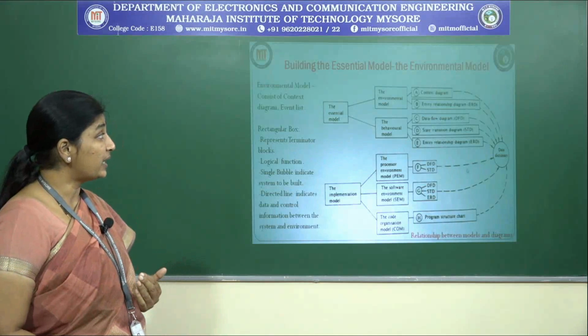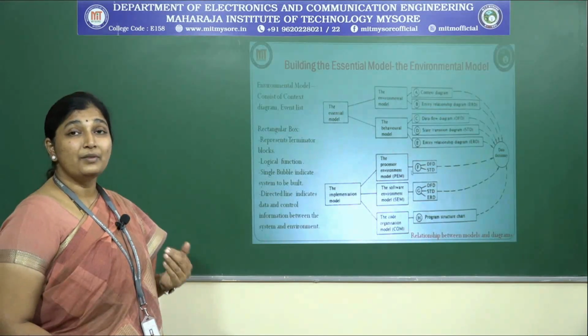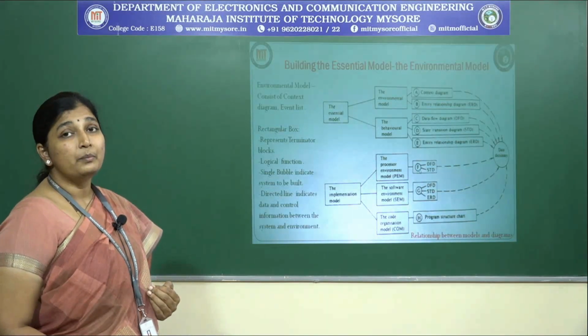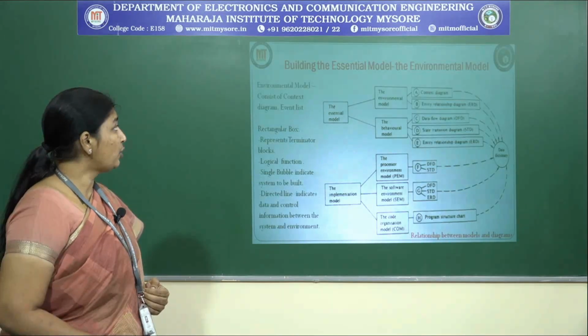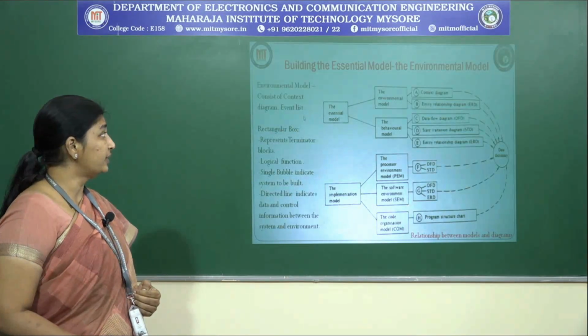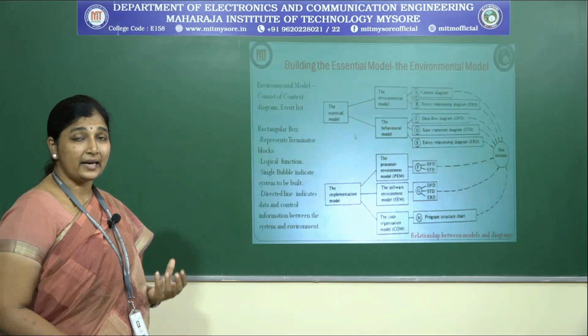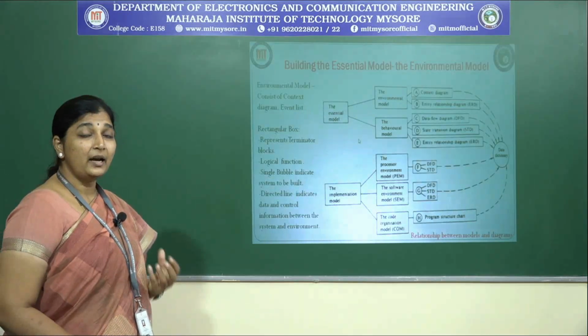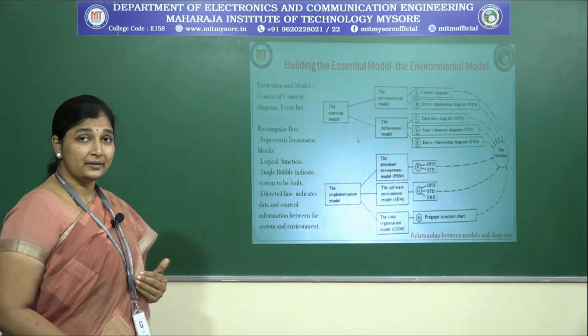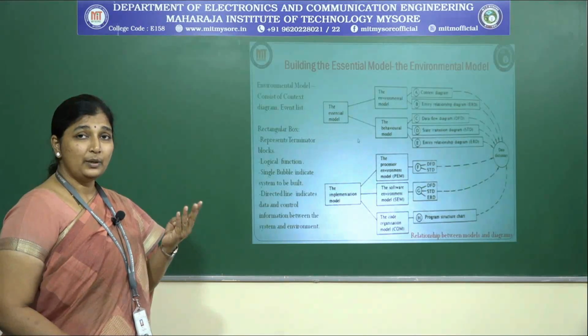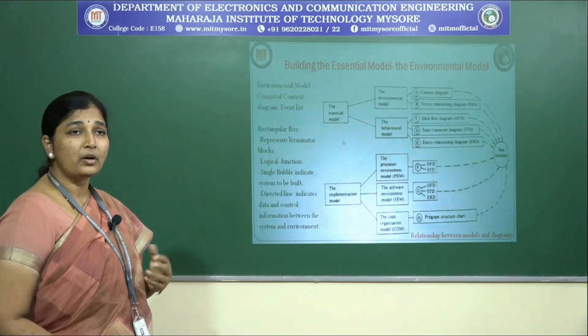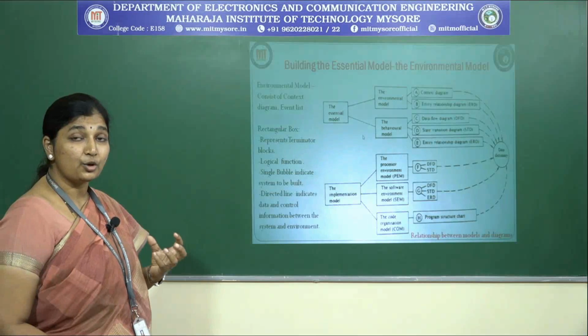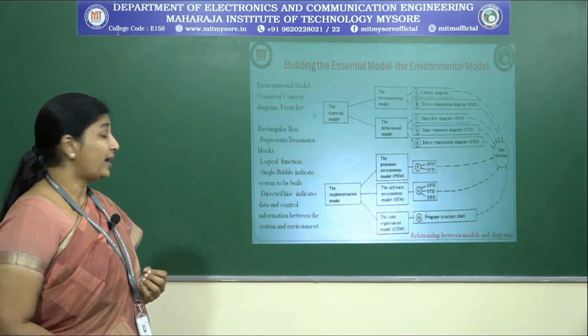Now we are going to study in detail what the environmental model is and what the behavioral model is. Okay. The environmental model mainly consists of a diagram, that is the context diagram, as we have already stated, and also an event list. These are the two components. One, you have the complete context diagram. The context diagram is the pictorial representation of the entire process. Then you have the event list.